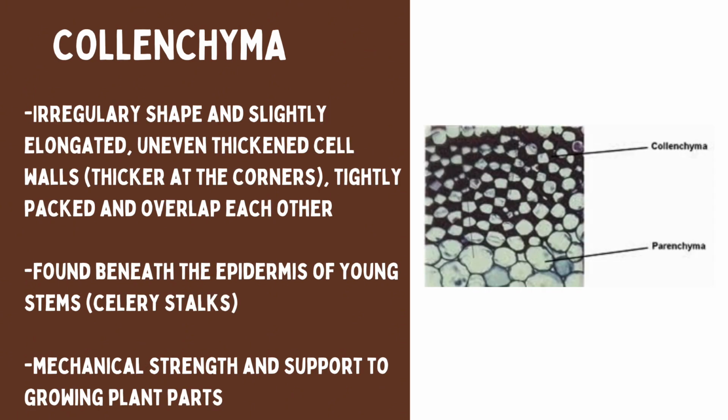Collenchyma is irregularly shaped and slightly elongated. It has uneven thickened cell walls or thicker at the corners. It is tightly packed and overlap each other. It is found beneath the epidermis of young stems or celery stalks. It has the mechanical strength and supports the growing plant parts.